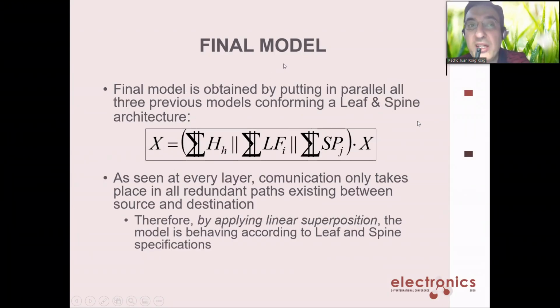And the final model is obtained by putting in parallel all three previous models, forming a leaf and spine architecture. So we put together the three different entities we just modeled: hosts, leaves, and spines. As seen at every layer, communication only takes place in all redundant paths existing between source and destination. Therefore, by applying linear superposition, the model behaves according to the leaf and spine specification. So the model is verified.